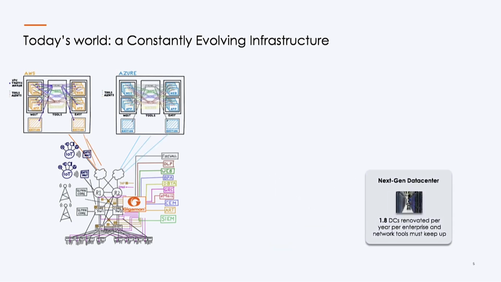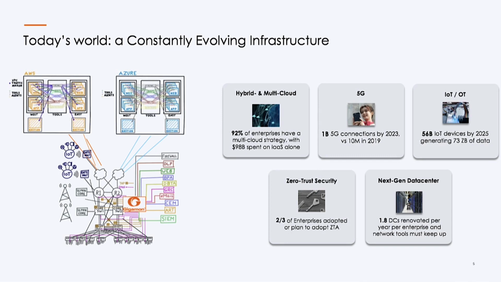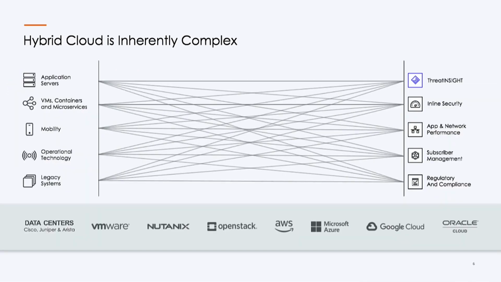And then finally, the old data center isn't going away. We're seeing rapid evolution of what's happening within the data center. And again, a lot more volume coming into play there, a lot more bandwidth being deployed. So the overall picture is clearly one of constant evolution. And as we know, with that evolution comes complexity.